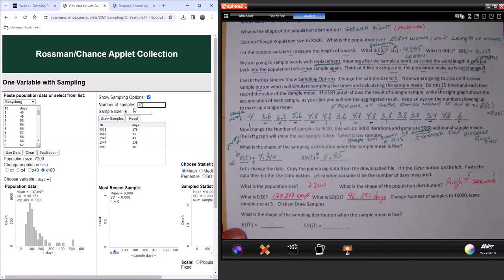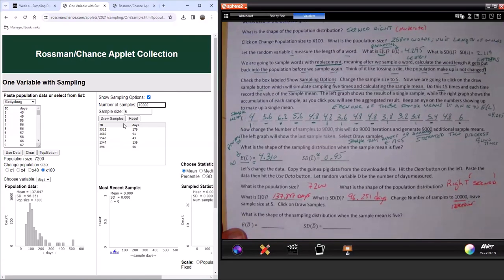So the number of samples is 10,000. To change the number of samples to 10,000, this is the iterations we're going to do. Leave the sample size at 5, click on draw samples. Okay, so here's my last one. My last sample I drew, you can see where the points came from right here in the population, and the mean was 84.2. And you see right here the distribution of those 5 numbers.